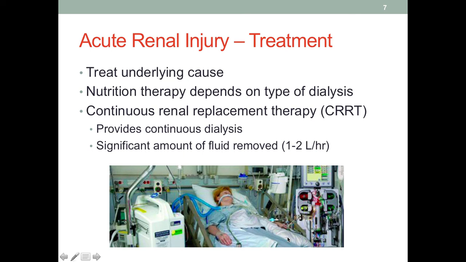To treat acute renal injury, we first need to target the underlying cause. So exactly what is the cause for this in a particular patient? Is it a stuck kidney stone, or is it an enlarged prostate? Is it a bladder tumor, for example? Or could it be from systemic shock with very low blood pressure? So definitely we need to address the root cause.